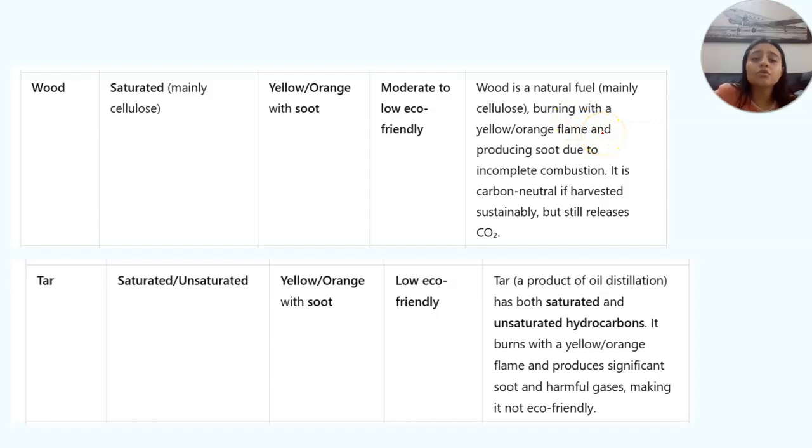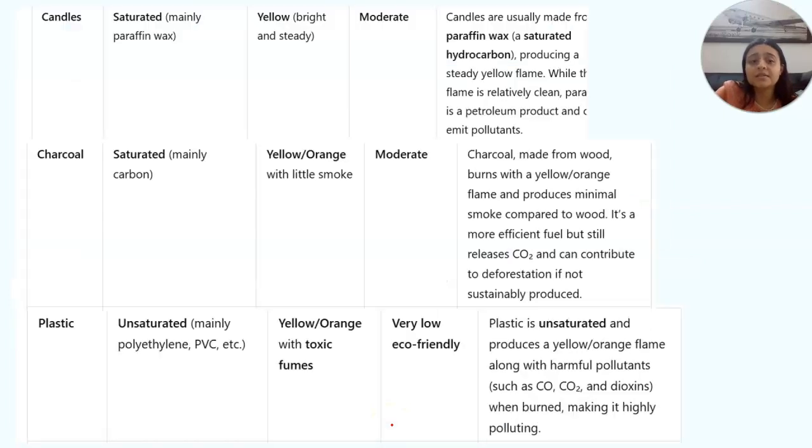If we want the wood to go through complete combustion, it needs to be harvested sustainably. Okay. Now about the tar. Tar is made of unsaturated hydrocarbons, and it gives out black soot, so it is not eco-friendly. It is unsaturated hydrocarbons like plastics.